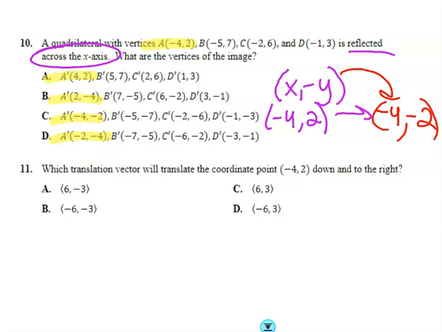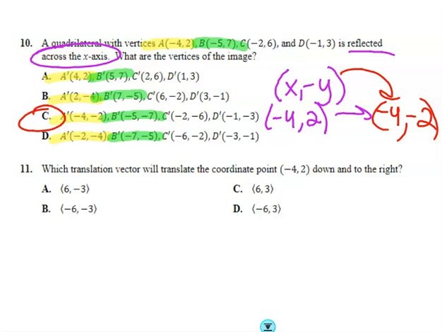Negative 4, negative 2. Well, C has that as a choice, okay? So that's what I would pick. If that didn't work and you're like, oh, 2 of them still work, okay, now look at the B's, okay? So only focus on one coordinate at a time, okay?